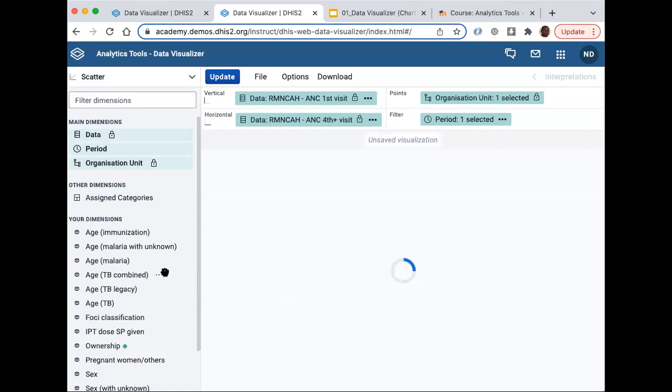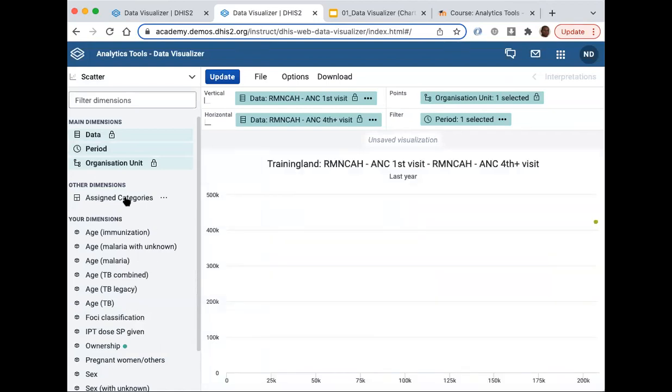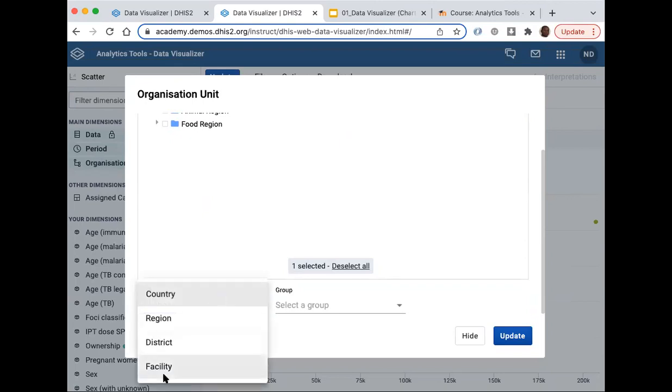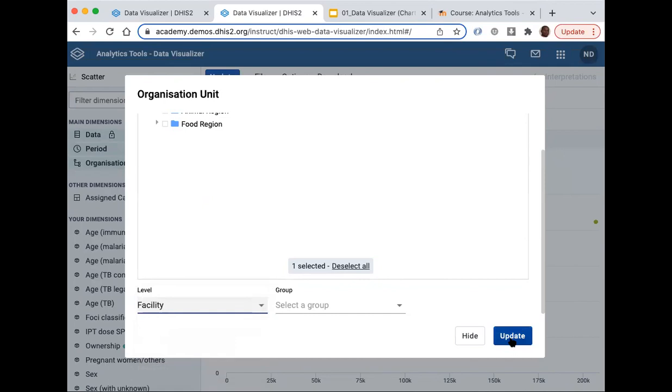But because this is going to be analyzed at the facility level, and outlier analysis deals with the source of the data, where the data was entered, we are going to put this at a facility level. So I come to the organization unit, and I will not pick each of the facilities, but I will just select the training land, and I say give me all the facilities, and then I update.